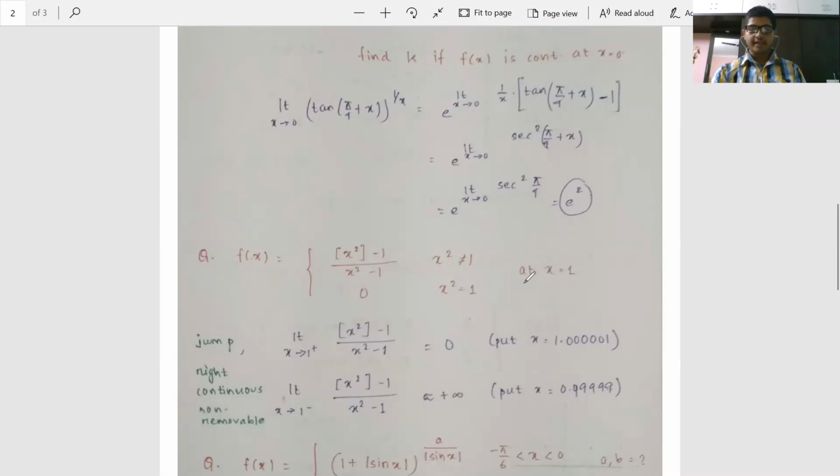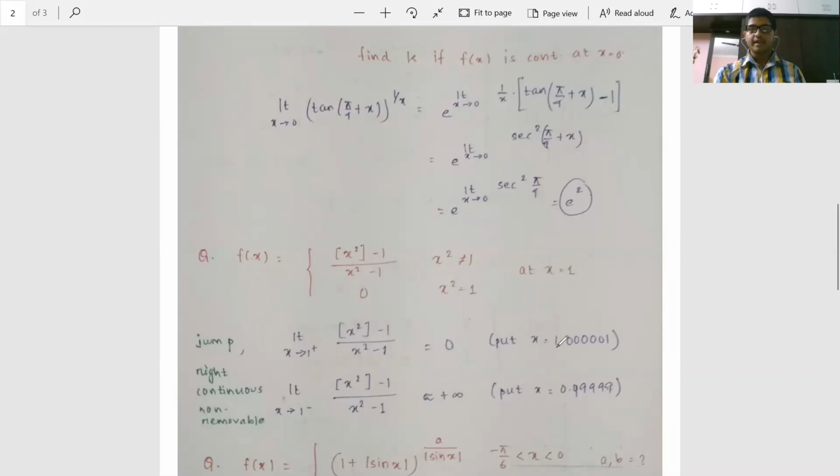So we have to check the continuity at the point x equal to 1. First of all, 1 belongs to the domain, so that is okay. Now you have to find both 1 plus and 1 minus. You should be getting the intuition by now. We have solved so many questions. Limit x tends to 1 plus, let's find the RHL first.